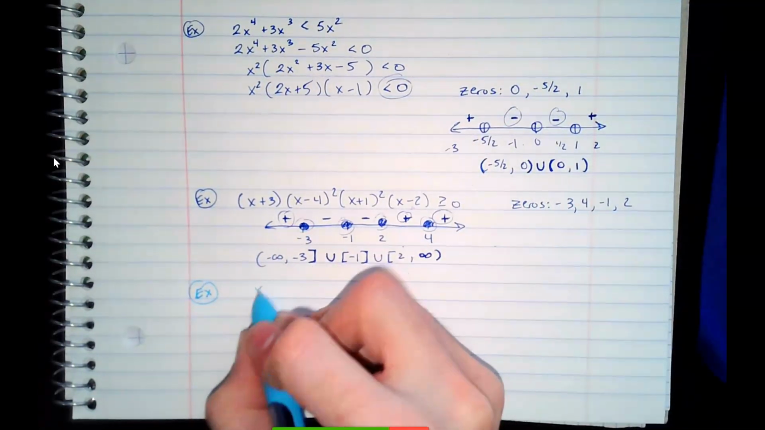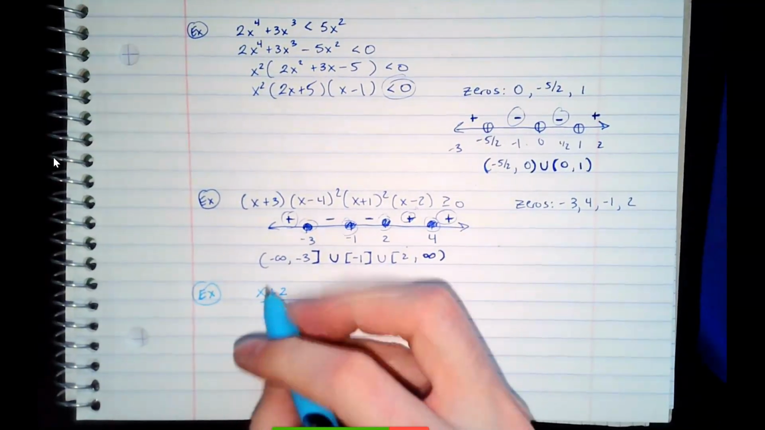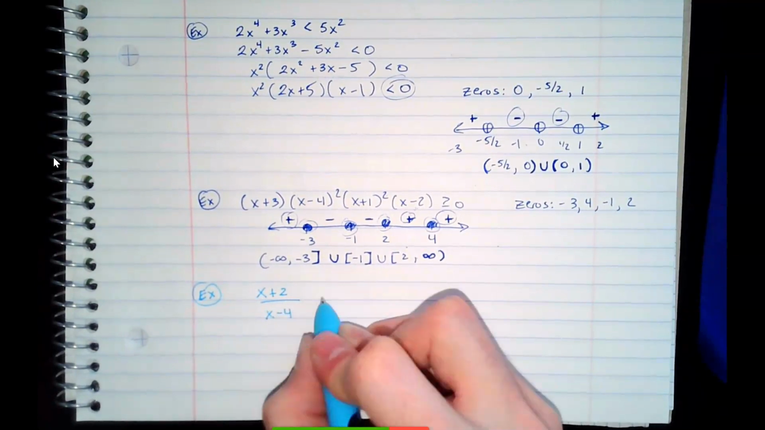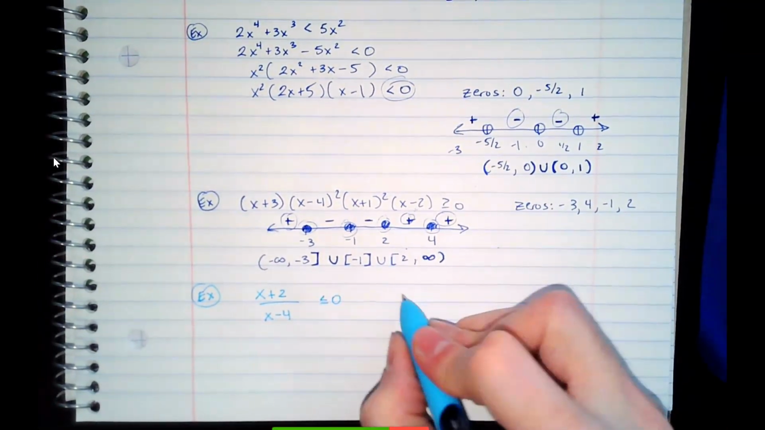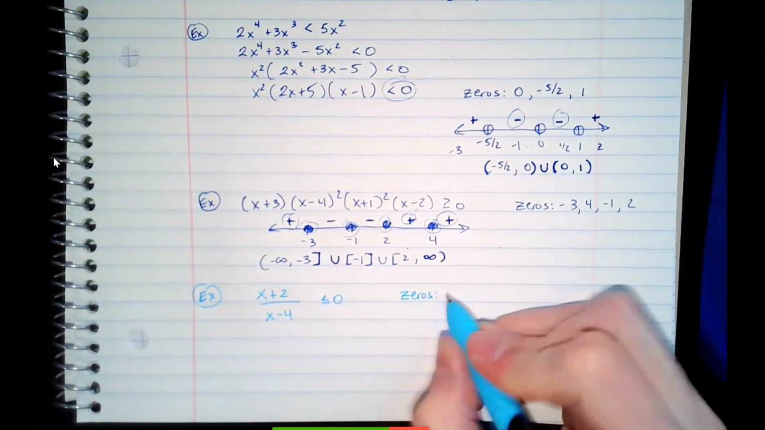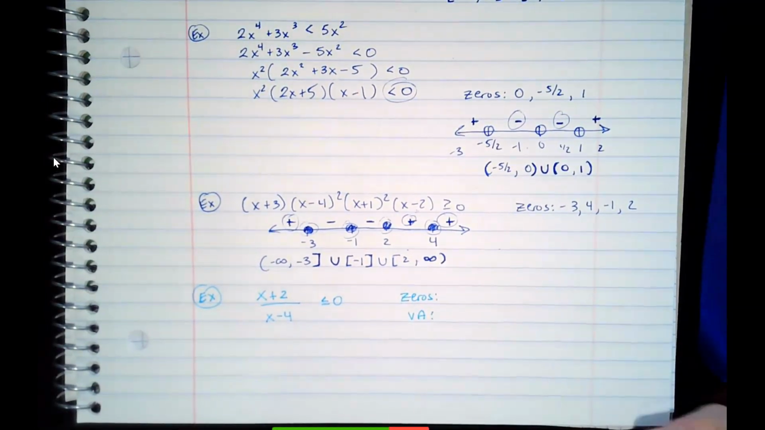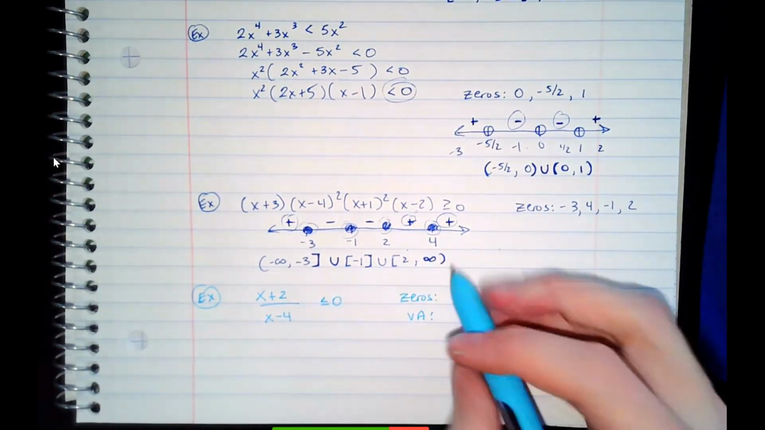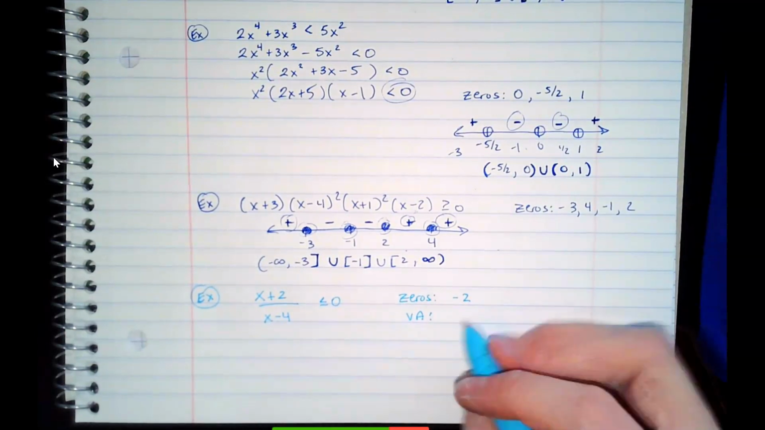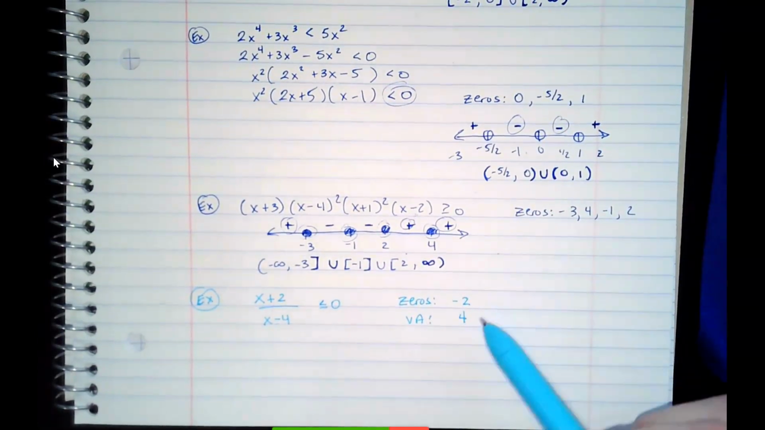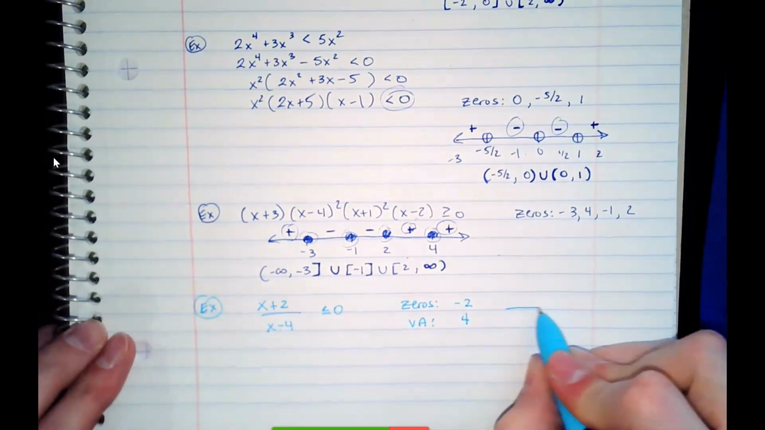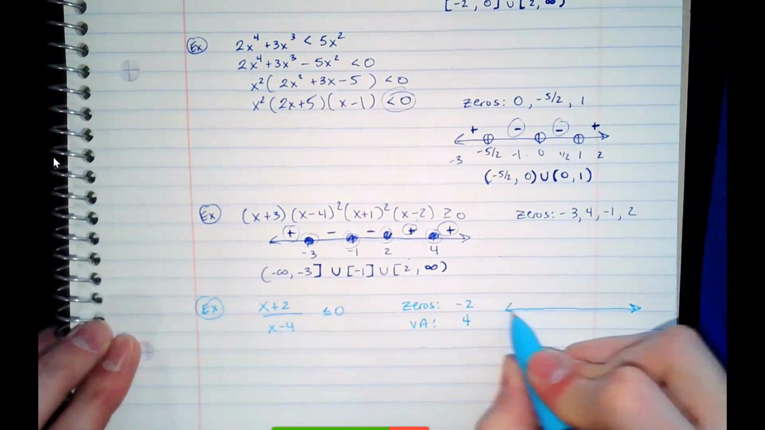So let's start with our first rational function, x plus 2 over x minus 4 is less than or equal to 0. So for these, we're going to find zeros, but we're also going to find vertical asymptotes. So the 0 is negative 2. The vertical asymptote would be at x equals 4. You're going to take both of these numbers and put them on a number line.